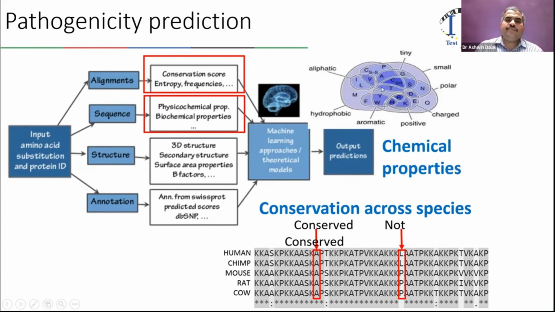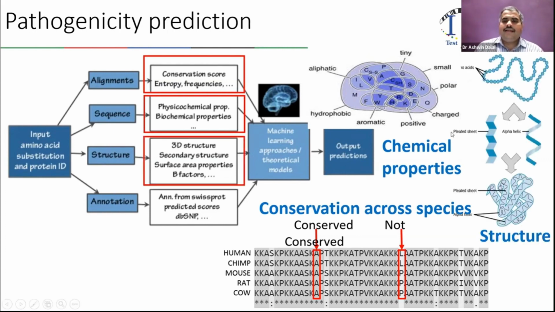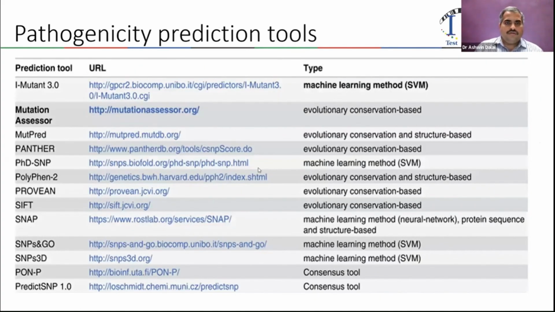Similarly, we look at the physicochemical properties of the amino acid, like whether it is polar or non-polar, hydrophobic or aliphatic, aromatic, positively charged or negatively charged. Based on this also, we can interpret whether it is likely to be pathogenic or not. And then again, the 3D structure, the alpha helix, the beta pleated sheet, and the tertiary structure, all this analysis also helps us to predict whether a variant is likely to be disease causing or not.